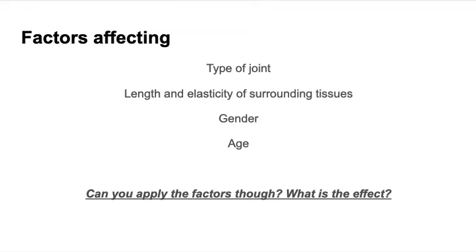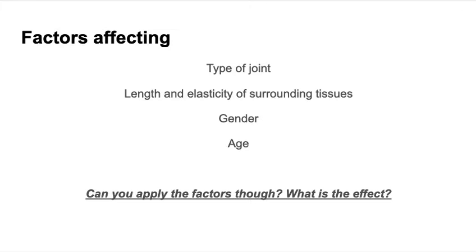The length and elasticity of surrounding tissues. We're talking about soft tissues around joints there. So things like the ligaments that hold the joint together, the tendons that attach the muscle to bones, and the actual muscle that attaches around the joint as well. So if the muscle is longer and more elastic, then flexibility will be greater. Whereas if the length and elasticity of those things is less, then flexibility will be decreased.